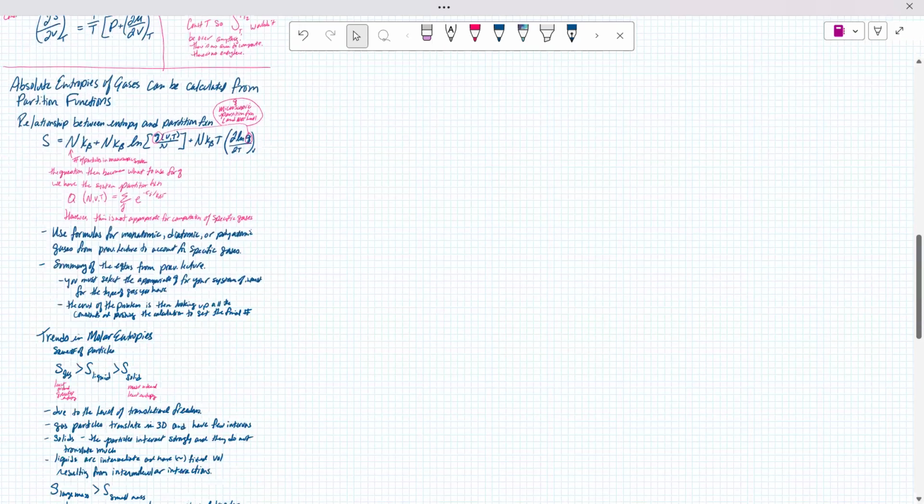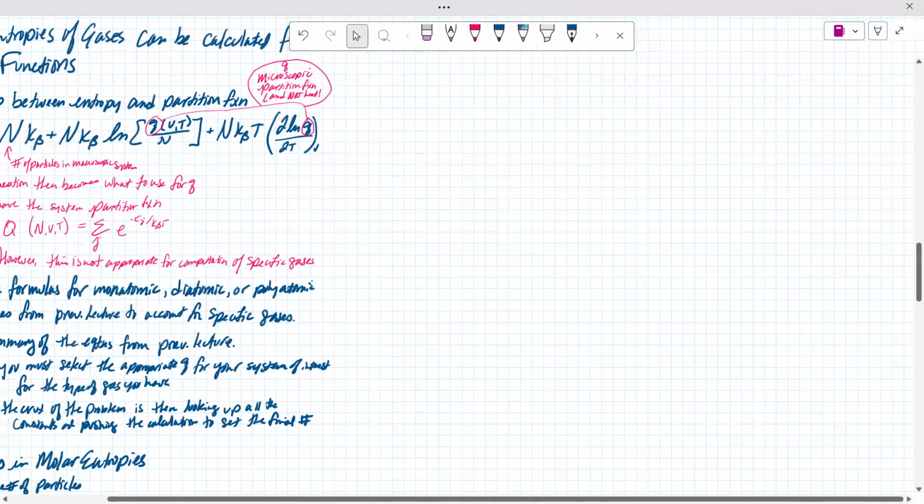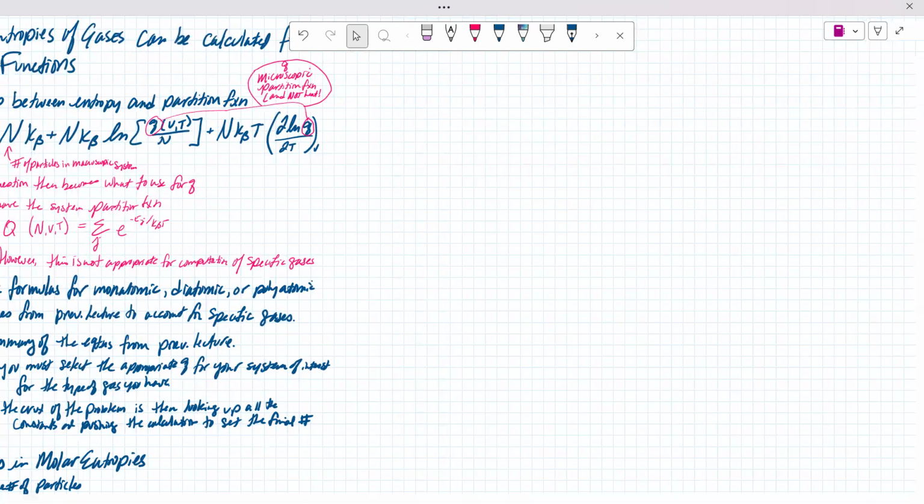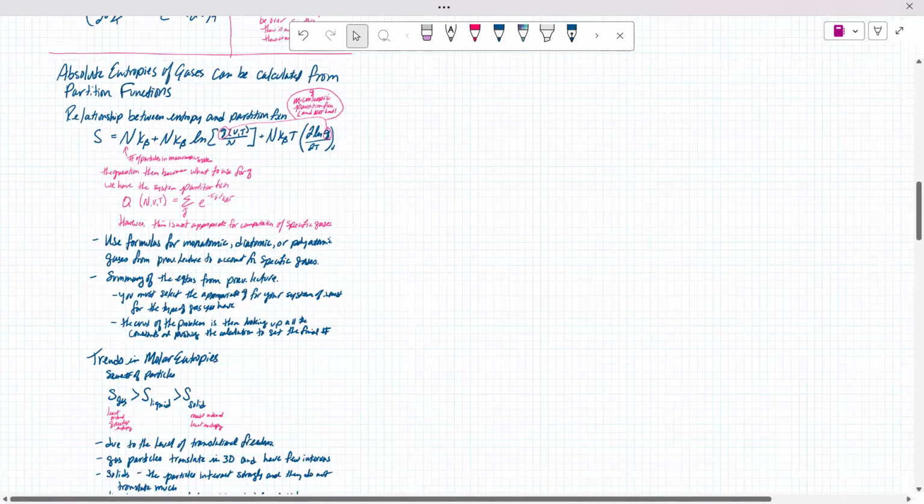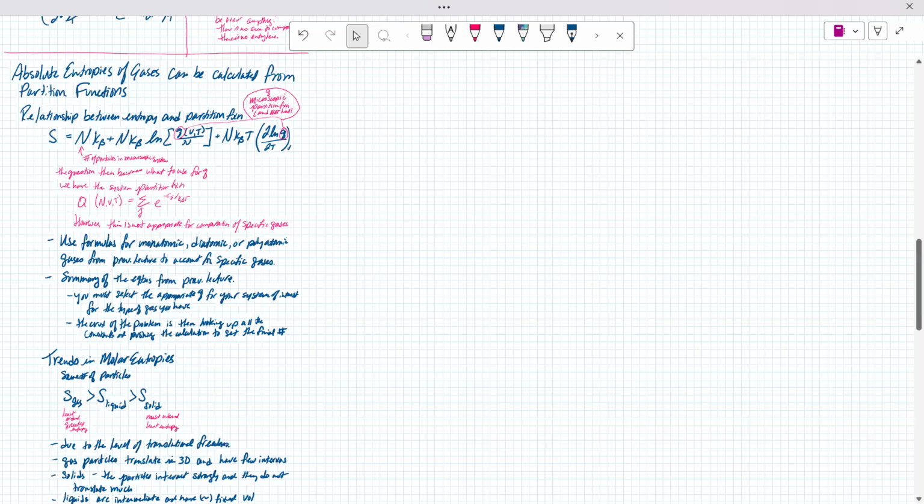Okay, also we saw about the absolute entropies of gases, and we saw that we can use the partition functions in order to calculate this. So you just basically have the number of particles times kBT times the log of the partition function, plus kBT times the partial derivative of the partition function with respect to temperature, right? So what you would need to do then is substitute in what Q you are working with, right?